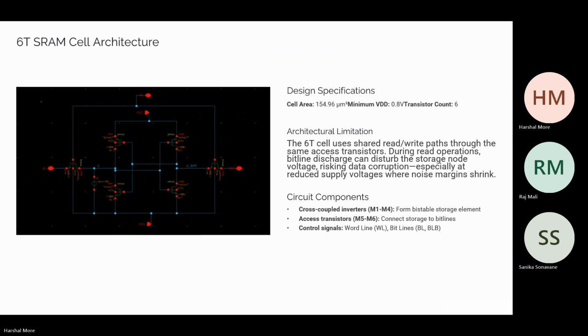To understand the problem, let's first look at the cause. This is the conventional 6T SRAM cell. It's the industry standard because it's small, dense, and uses only 6 transistors. But as you can see from its architectural limitation, its core flaw is the shared read and write path. The same transistors are used to both access the data and hold the data. This shared design is precisely what causes the read disturb. It's area efficient, but it's fundamentally flawed for low voltage operation.